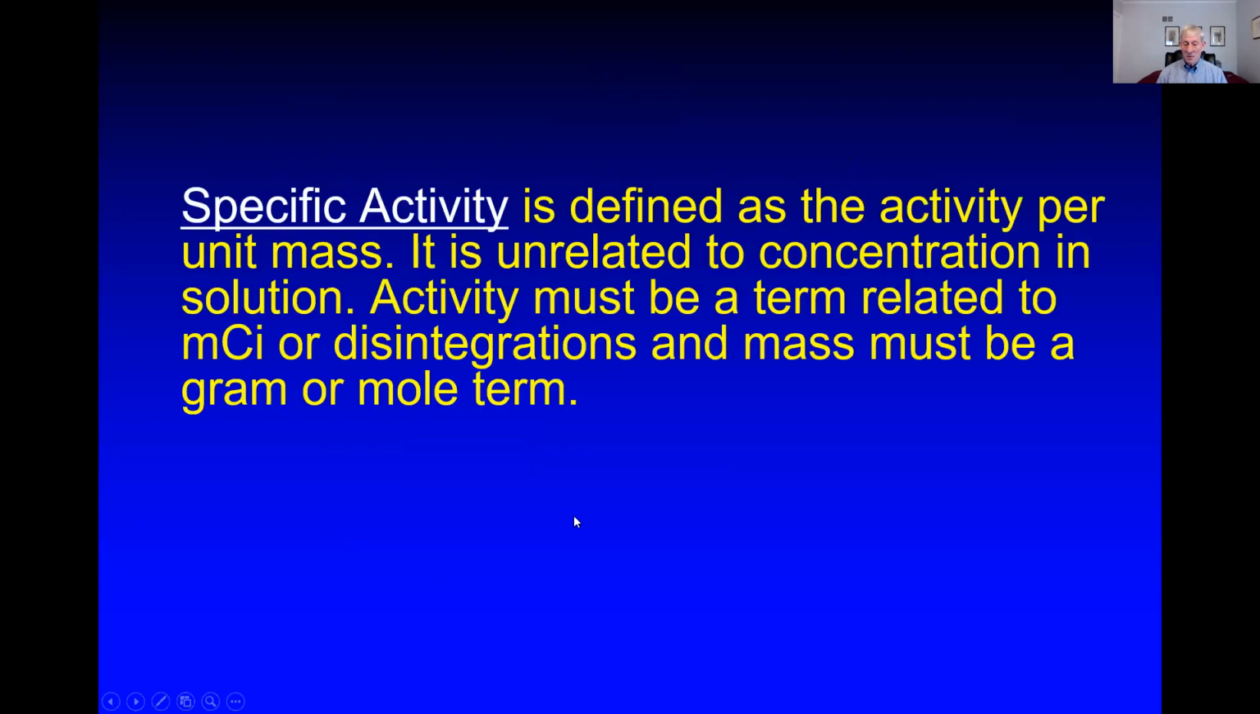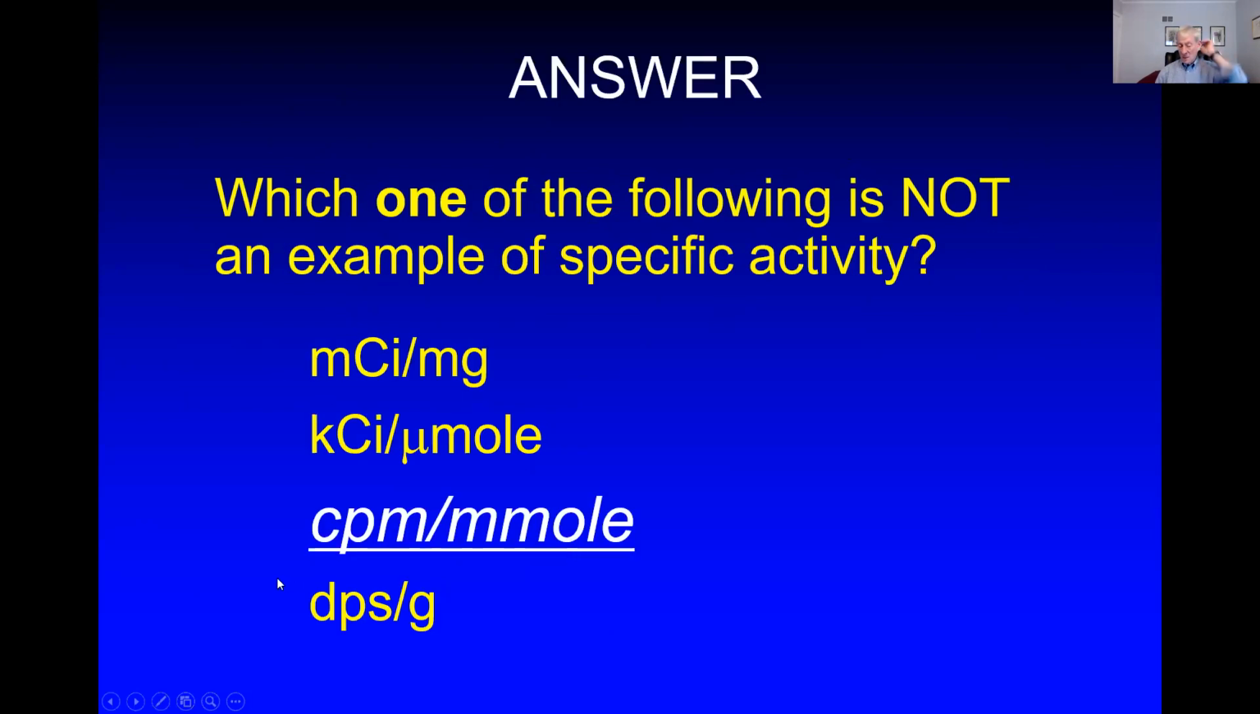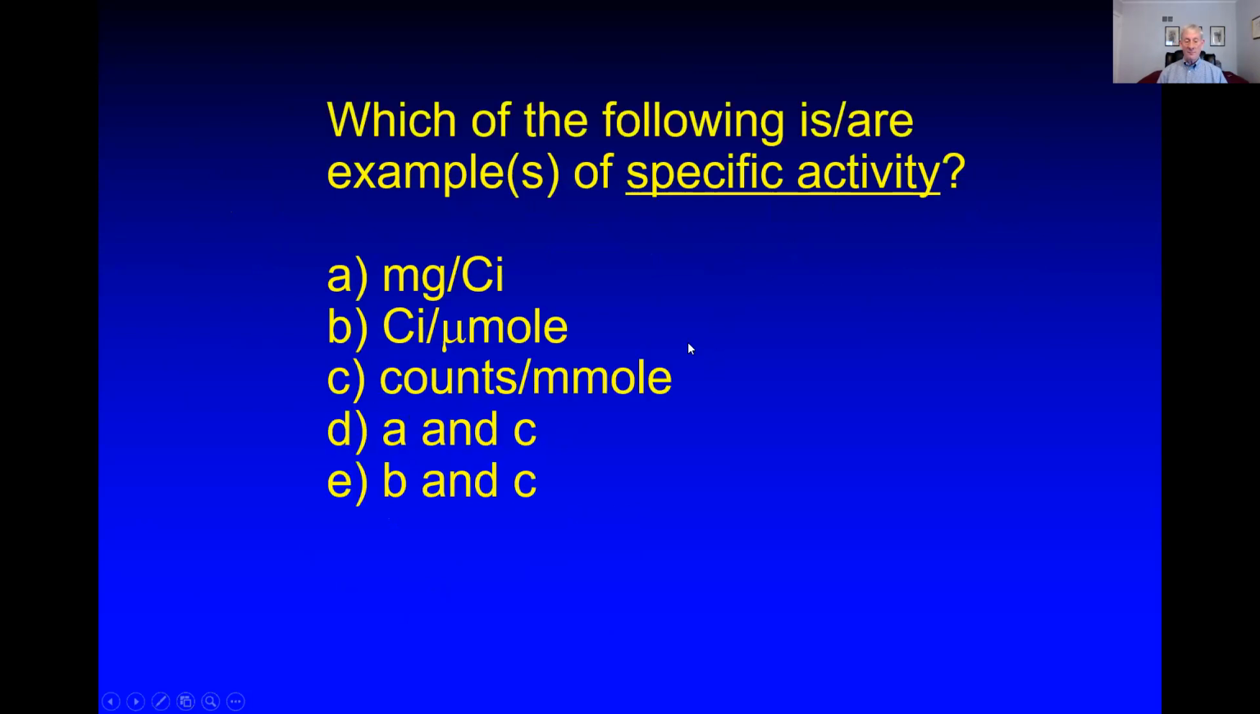So the answer to this question, the one which could not be an example, would in fact be this one. DPS per gram, that's fine. Disintegrations per second, we can convert that to millicuries. Gram is a mass term. So the correct answer was counts per minute per millimole. That's the one that could never be specific activity.